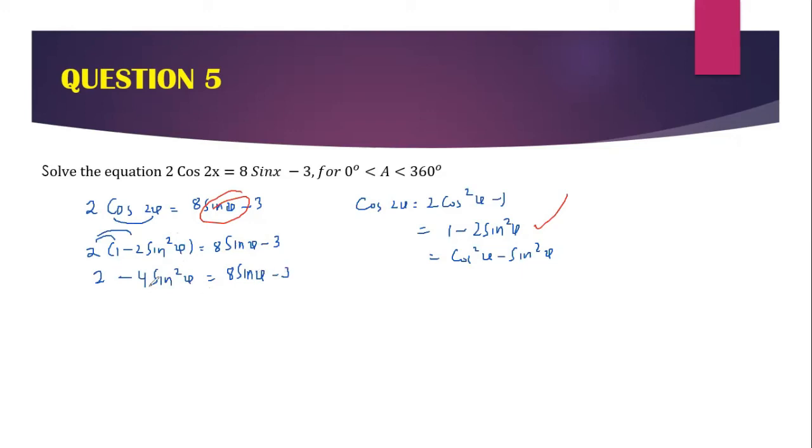Okay, next. Move all these items to the left side. So minus 4 sine square x minus 8 sine x, left. And then here, positive 2, and this one, positive 3, equals 0, right? So minus 4 sine square x minus 8 sine x plus 5 equals 0, right? And then you have to multiply by minus 1 here.